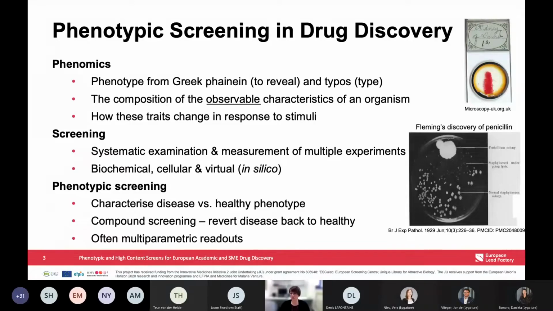So the phenotypic screening approaches used in drug discovery are based on observing and defining the differences between a diseased and healthy phenotype, and utilizing that information, the assays screened against a compound library with the aim of finding a molecule that, simply put, makes the diseased cell look and behave like healthy ones. This often involves multiparametric readouts that we'll discuss a bit more.